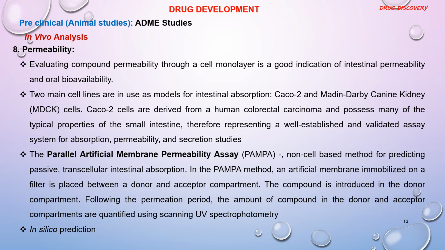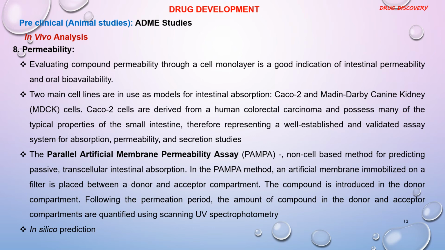Permeability studies. Permeability studies are done to estimate the absorption of the drug in the GI tract. Cell monolayers are good models to indicate the intestinal permeability and bioavailability of the test molecule. Two main cell lines used are CACO2 and MDCK cells. A non-cell based assay is also present. PAMPA, Parallel Artificial Membrane Permeability Assay.